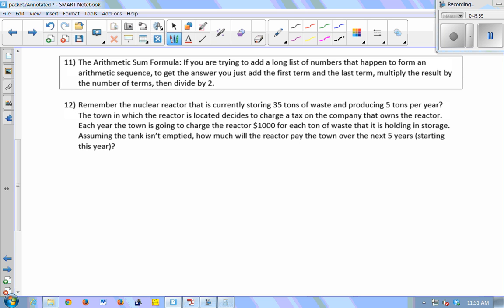Okay, so this year they have 35 tons of waste, right? So how much taxes do they owe to the town? $35,000. Right? That's how much they have to pay this year. Next year, how many tons of waste are they going to have? They're going to have 40 tons of waste, which means they're going to have to pay $40,000.